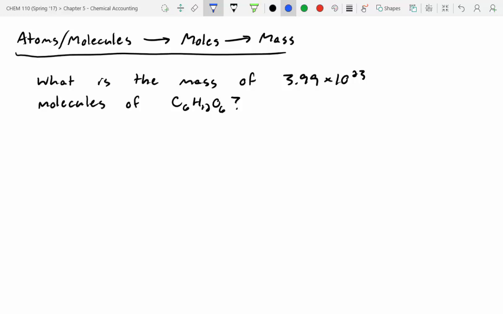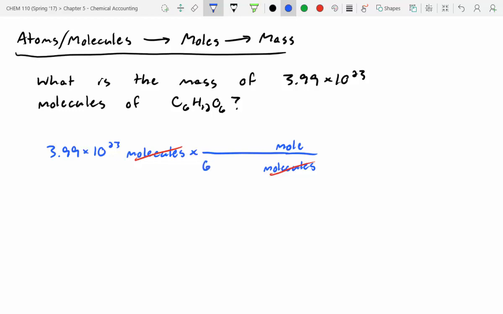All right, let's try doing this one as a class. Okay, so we know for sure that we've got 3.99 times 10 to the 23rd molecules. Okay, now we need to make sure that we have molecules on the bottom. And we need to convert this to moles, right? So if we do this, we cancel out molecules, and we're left with moles. All right, what number should go where?